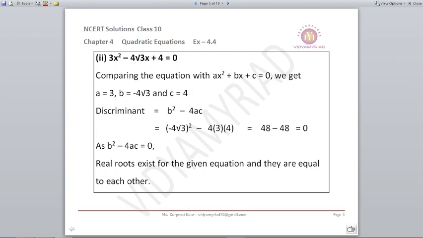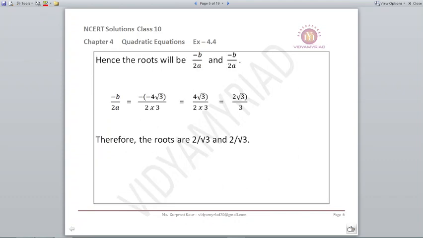Second part, 3x square minus 4 root 3 x plus 4 equal to 0. Here a is 3, b is minus 4 root 3 and c is 4. Let's find out the discriminant, that is b square minus 4ac. It comes out equal to 0. That means there exist real roots which are equal to each other, and we will use minus b upon 2a as the formula for this.